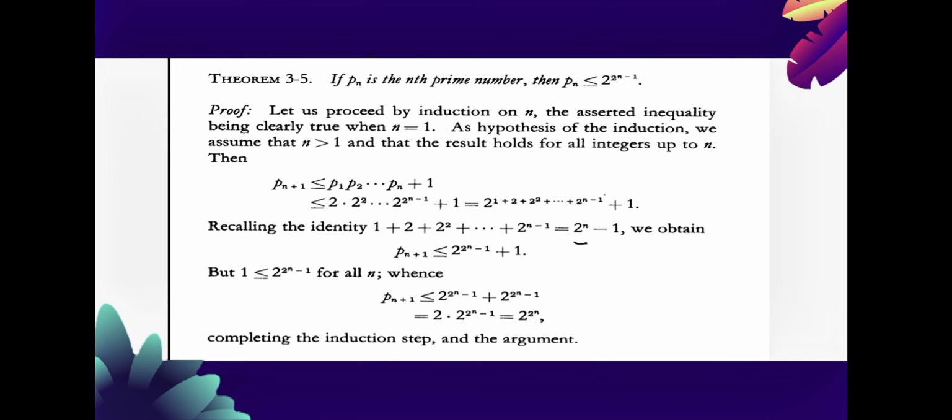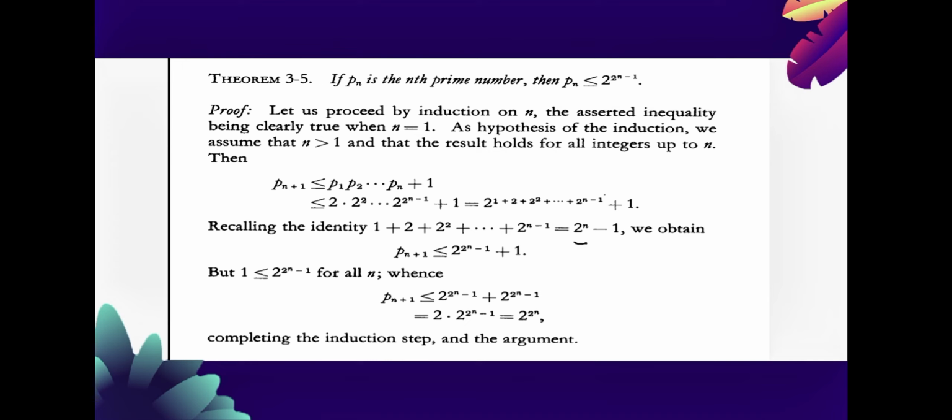Then p sub n plus 1 is less than or equal to p sub 1 p sub 2 up to p sub n plus 1, as you can see, and less than or equal to 2 times 2 squared up to 2 to the 2 to the n minus 1, plus 1, which equals 2 to the power of 1 plus 2 plus 2 squared up to 2 to the n minus 1, plus 1. Recalling the identity 1 plus 2 plus 2 squared up to 2 to the n minus 1 equals 2 to the n minus 1, we obtain that p sub n plus 1 is less than or equal to 2 to the 2 to the n minus 1, plus 1.